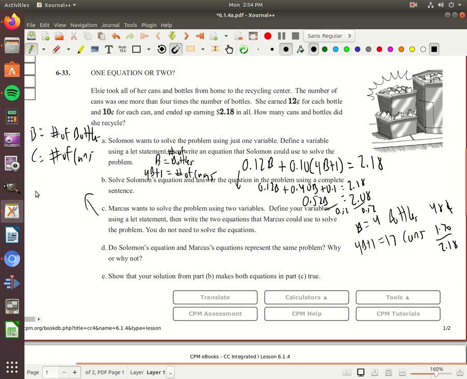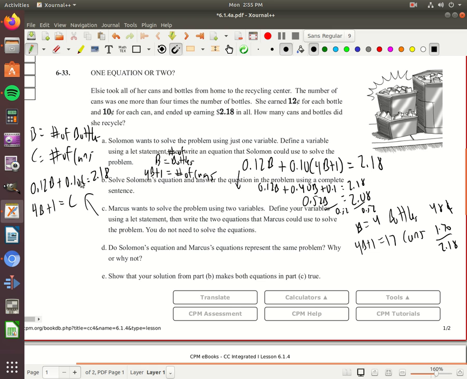First of all, I know that it's 12 cents for a bottle, and it's 10 cents for a can, and I know that I got $2.18. But I also have to have a second equation, and that second equation is going to be this one right here. The number of cans was 1 more. So if I take the number of bottles and multiply it by 4 and add 1 to it, I get the number of cans, right? Now I can use substitution. I can go over here and say, hey, look, this C equals 4B plus 1.